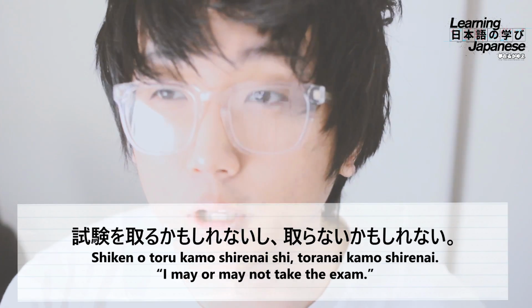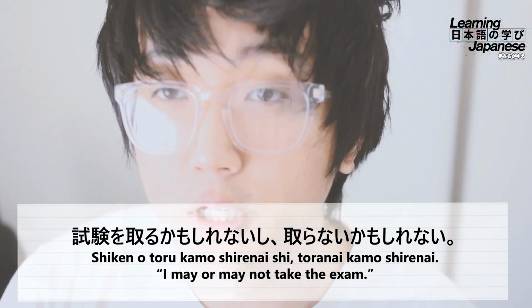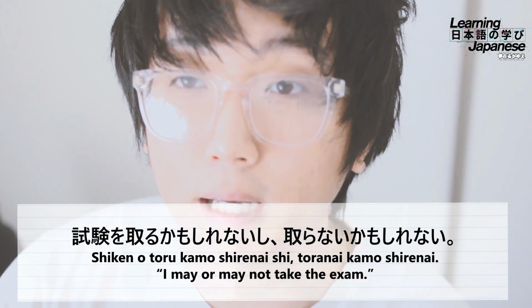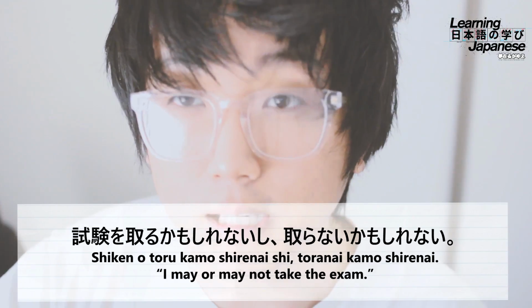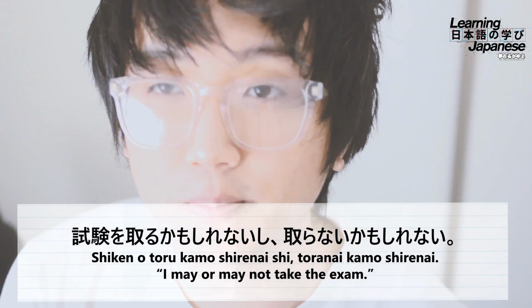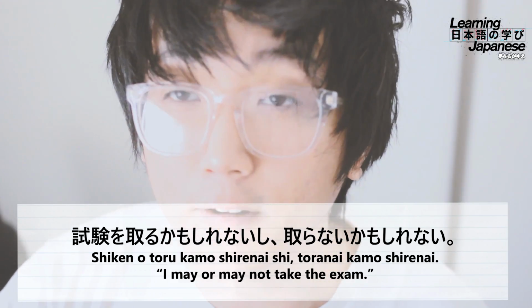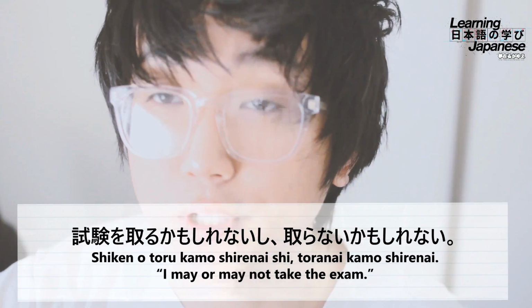We have it starting with the word shiken, which just translates to test or exam. We're marking it with the direct object marker o because it's a direct object to the action, which is the verb toru, which means to take. So to take a test or take an exam. Now toru is going to in turn be used with the kamoshirenai grammar pattern, which just basically translates to might do that verb. So toru kamoshirenai is going to be might take as opposed to just to take.